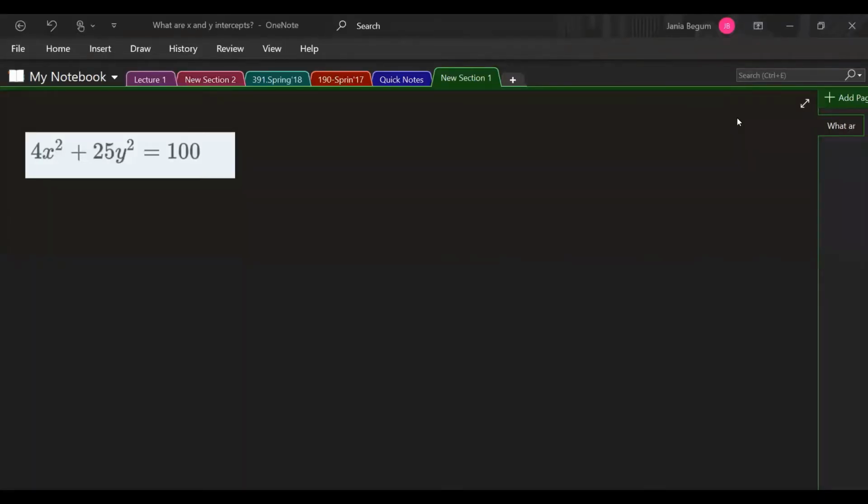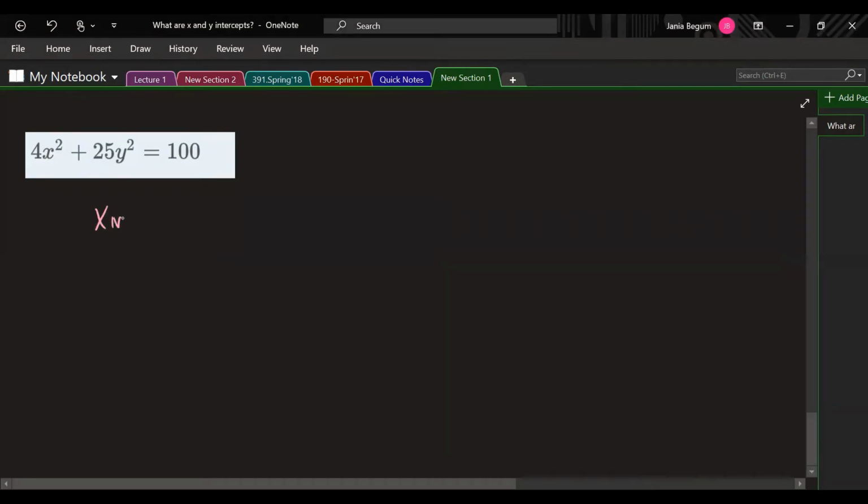Okay, so let's try this one. Let's find the x and y-intercept for this particular example. Again, for x-intercept, we're going to set y equals to 0. So we have 4x squared plus 25 times 0 squared is equal to 100. And we know this term goes to 0 because 0 times any number will be 0. So what we have is 4x squared is equal to 100.